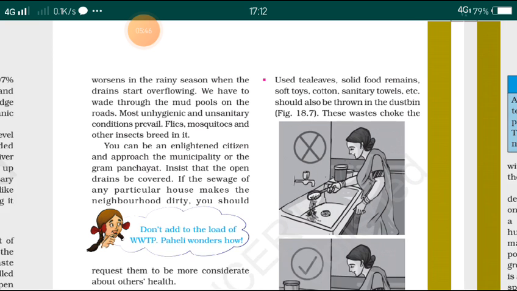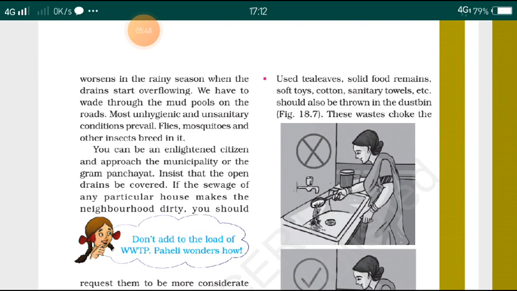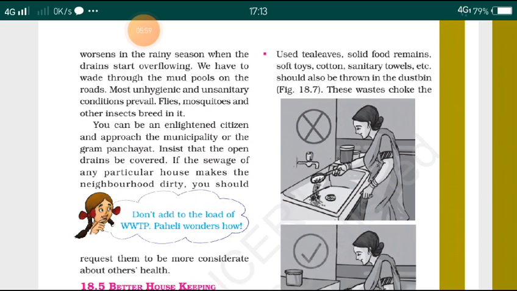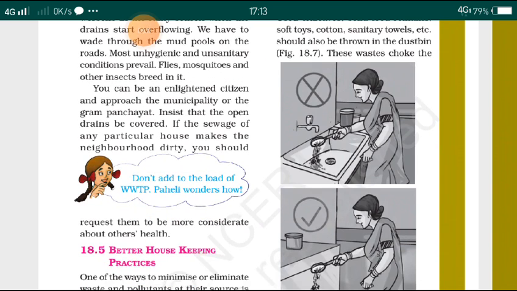Then, in the rainy seasons, when the drain starts overflowing, we have to wade through the mud pools on the roads. Most unhygienic and unsanitary conditions prevail. Flies, mosquitoes, and other insects breed in it.